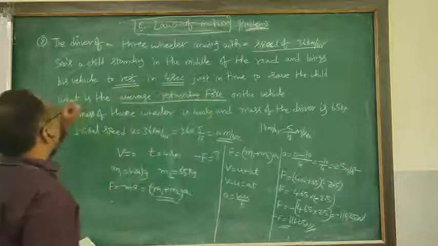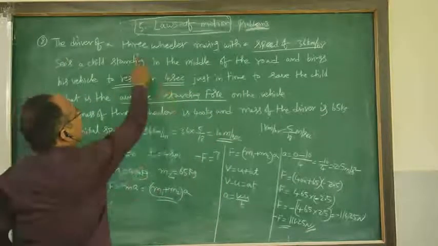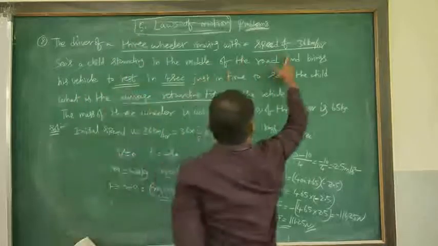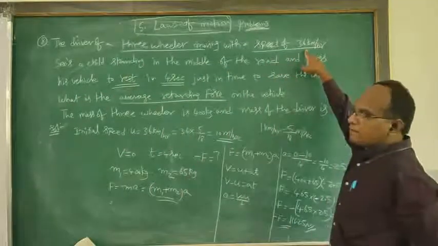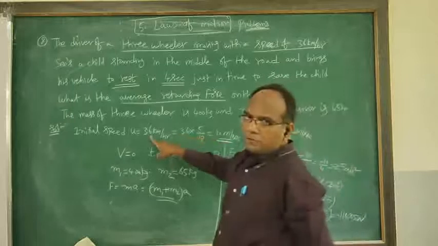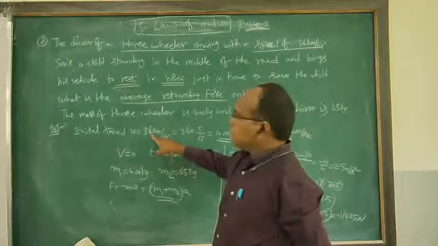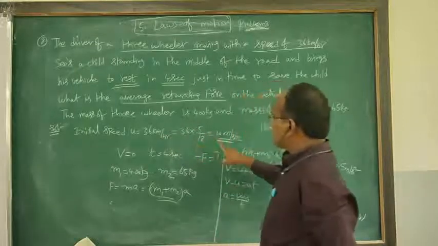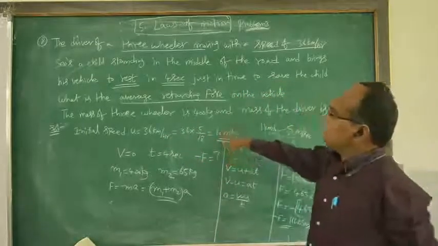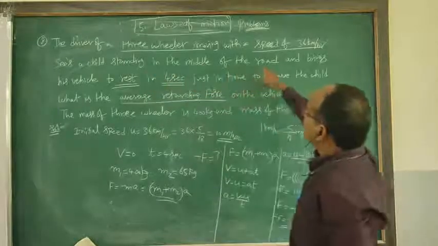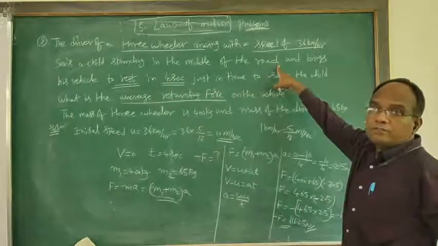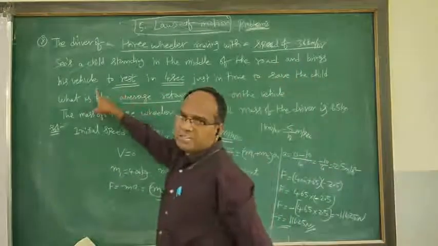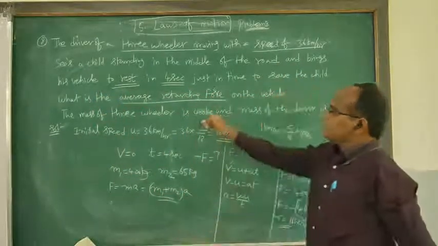Once again you see, the driver of the three-wheeler is moving at the speed of 36 km per hour, means initial speed u is equal to 36 km per hour. 36 km per hour means 36 into 5 by 18. So what is the value? 10 meter per second. He sees a child standing in the middle of the road, and brings his vehicle to rest, means by giving brake, he is coming to rest.